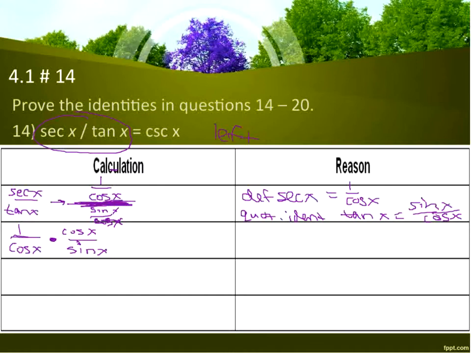And my reason being, over here on the other side, could be simplifying. You could even say multiply by reciprocal. You could say cross cancel. You could say all kinds of things that are all correct.